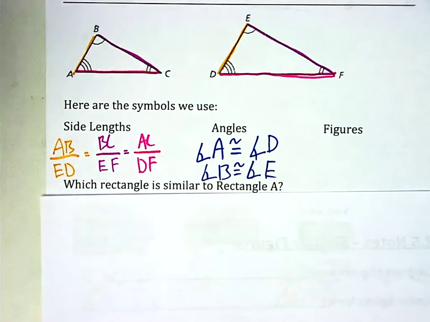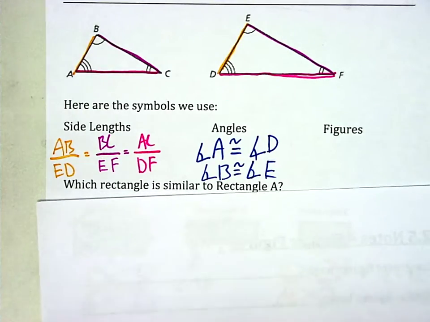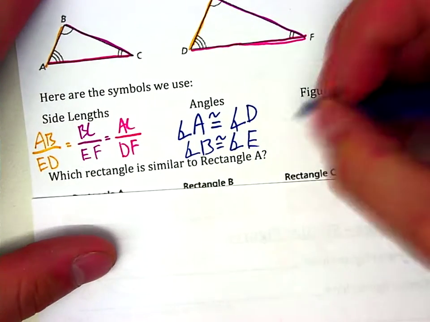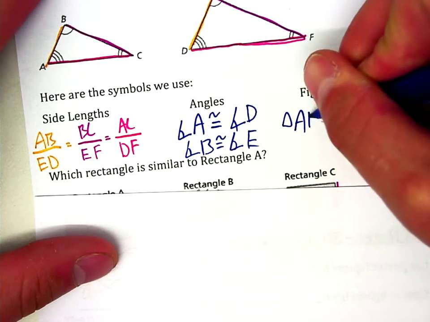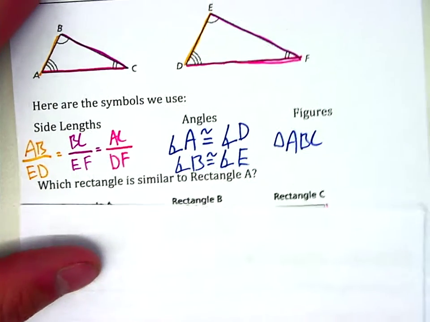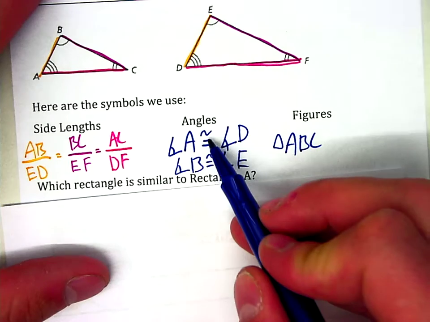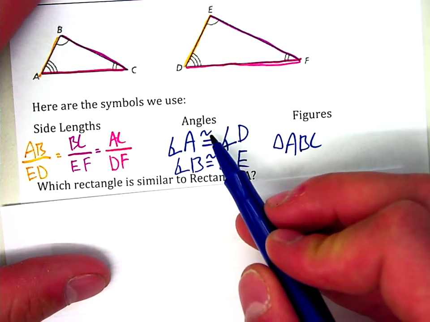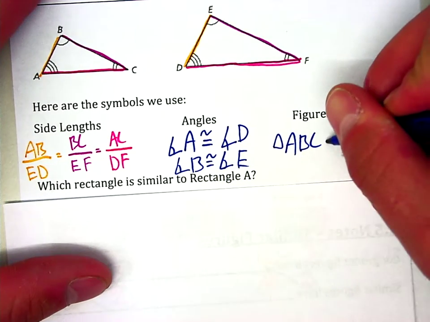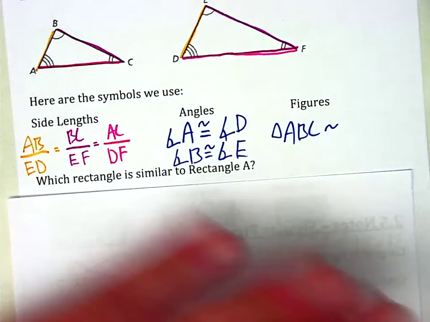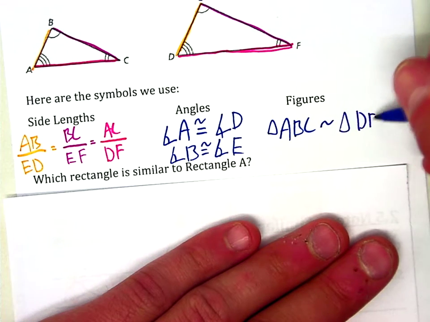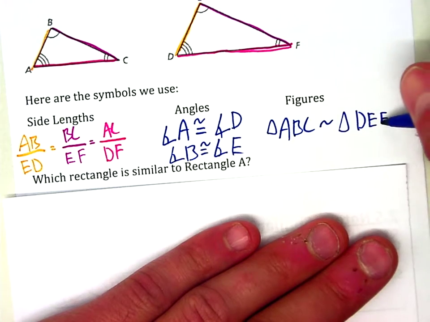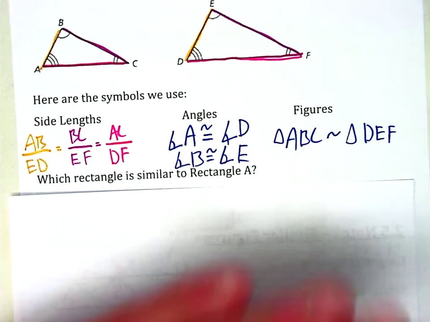Okay. And then if I want to communicate the fact that two figures are similar, with a triangle it's nice because I can just put a triangle and say, hey, triangle ABC, and I use just this squiggle to say that two figures are similar. I'm going to use that little squiggle to tell you that triangle ABC and triangle DEF are similar. Okay.